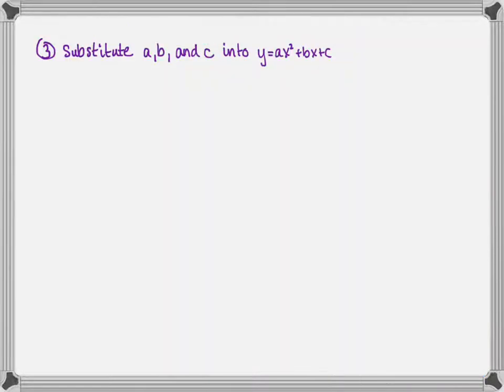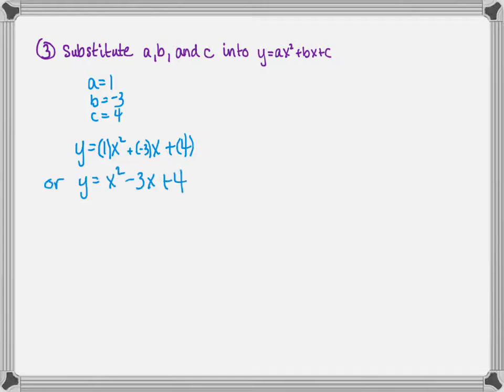Okay, our third step. Let's substitute the a, b, and c that we found into standard form, y equals ax squared plus bx plus c. So remember, we found a is 1, b is -3, and c is 4. Substituting in, we get y equals 1 times x squared plus -3 times x plus 4. Simplifying, y equals x squared minus 3x plus 4. And this is our equation for our parabola.